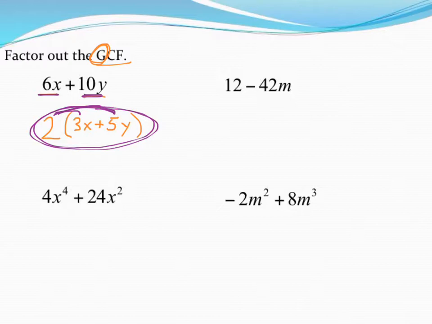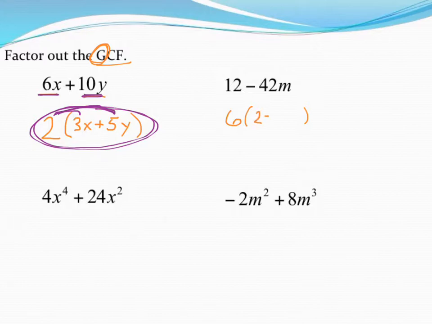If you're not good with division, then use a calculator, or some guess and check. But the biggest number that both terms are divisible by is a 6. And once again, there's no variable in the greatest common factor since one term does not have a variable at all. So after the 6, I'm going to put a set of parentheses down and say what's left over once I've divided out a 6. So 12 divided by 6 gets me a 2.